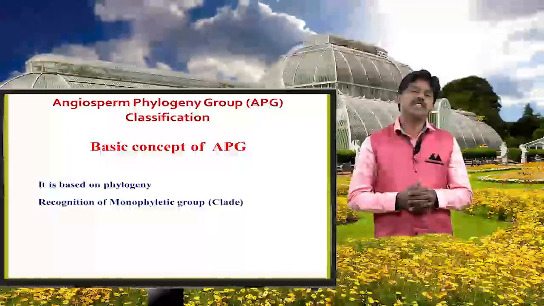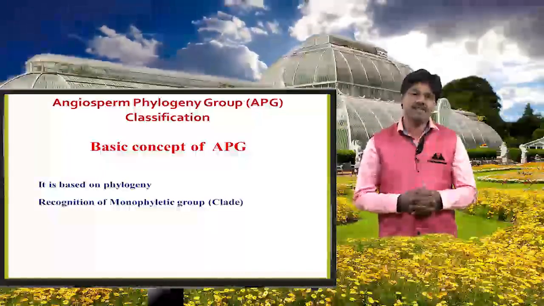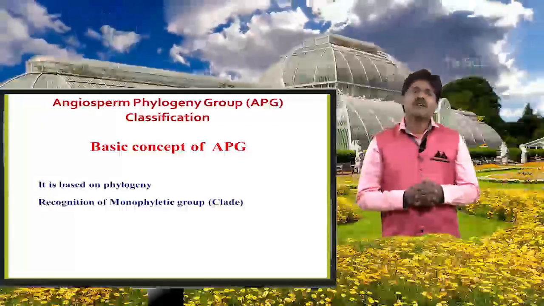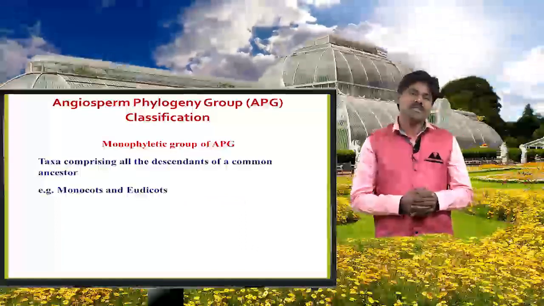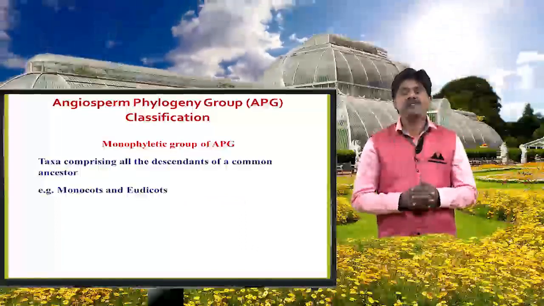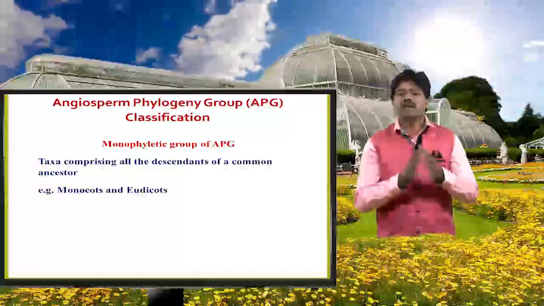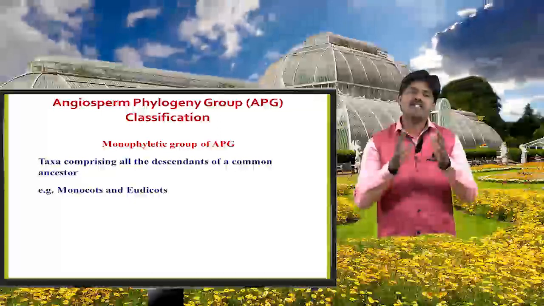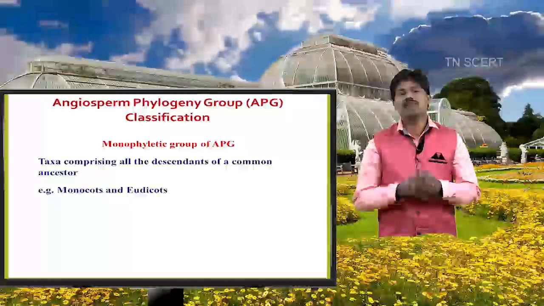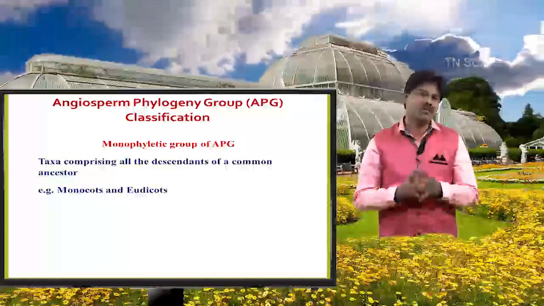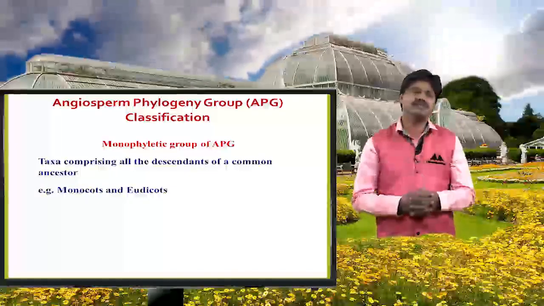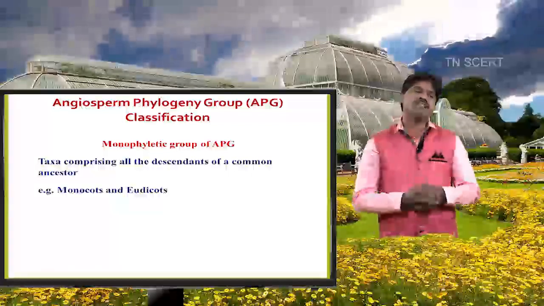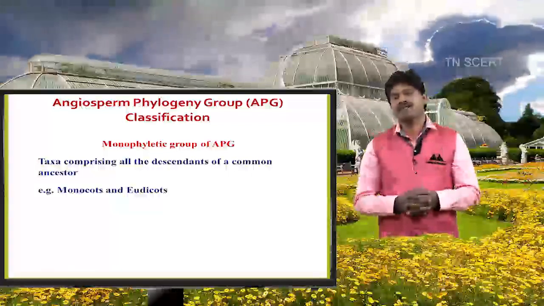Another important basic concept of APG is the monophyletic group. Students, what is monophyletic? It is one clade or taxa which comprises all the descendants of the common ancestor, that is called monophyletic. Mono means single. All the descendants come from the common ancestor, that is called monophyletic.